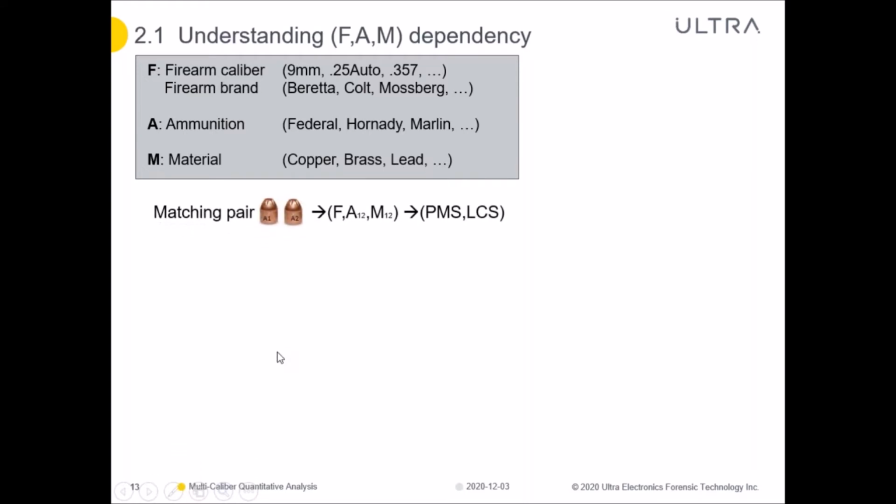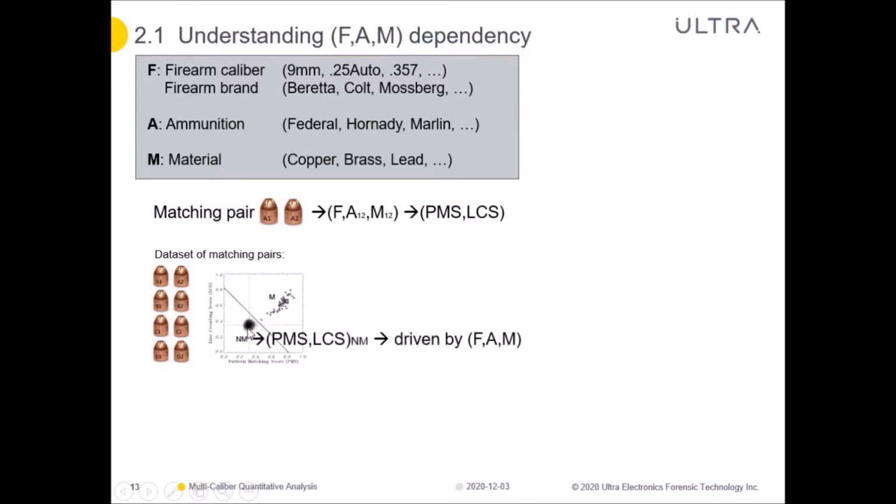Now let's say we have a matching pair of bullets A1 and A2. They were shot from the same firearm, but they may or may not be from the same ammunition. They may or may not be from the same material, but still, they will produce a pattern matching and a line counting score. Now let's say we have a data set of matching pairs like this one: A1, A2, B1, B2, C1, C2. If we correlate them together, that will generate two distributions: the matching score distribution and the non-matching score distribution. That will be driven by the FAM combination of that data set. What do I mean by driven? If I'm looking at the RBL graph, my non-matching score distribution will be moving depending on the FAM combination.